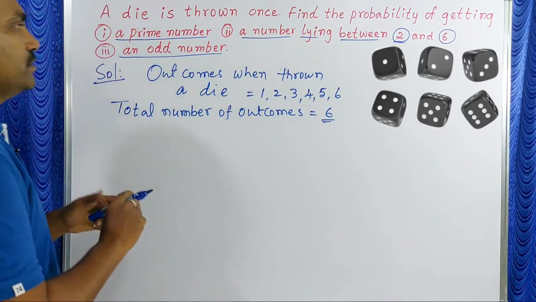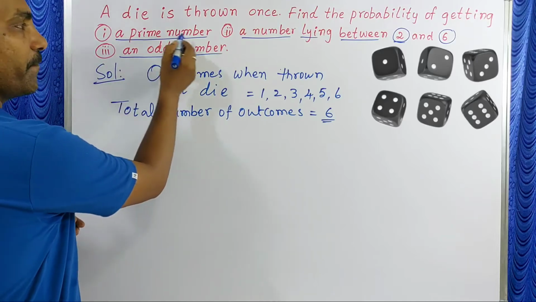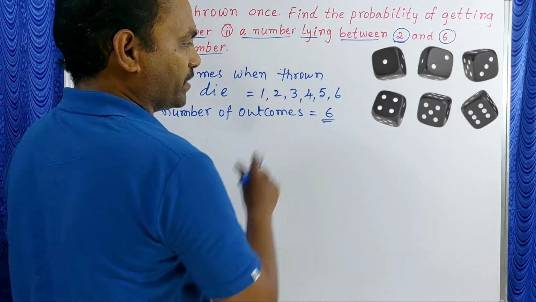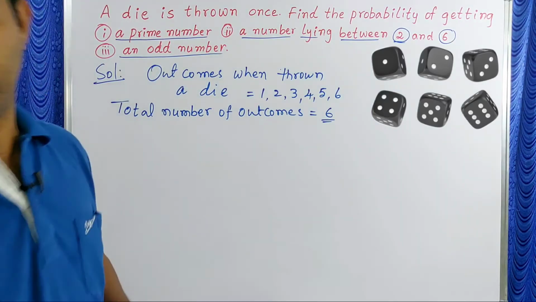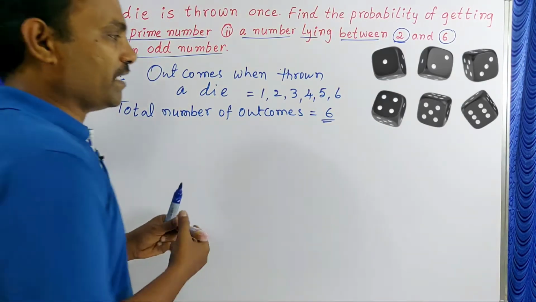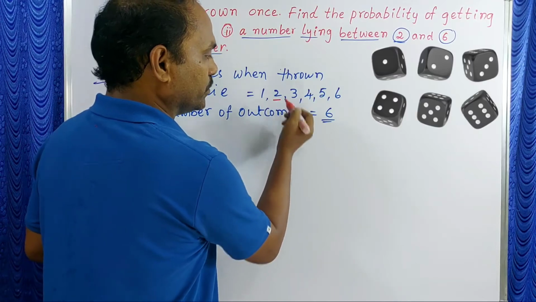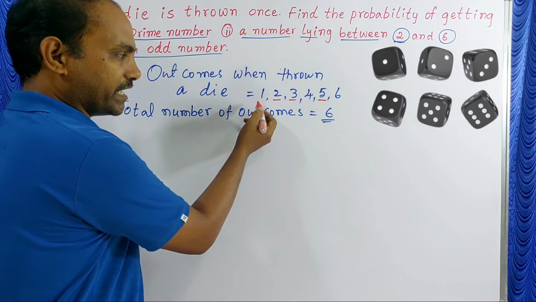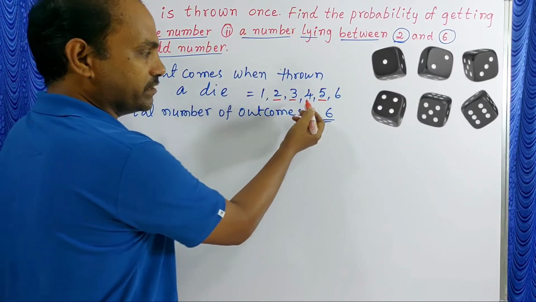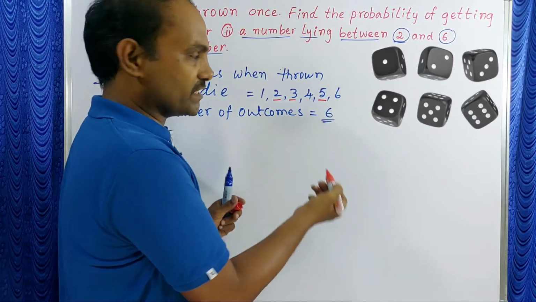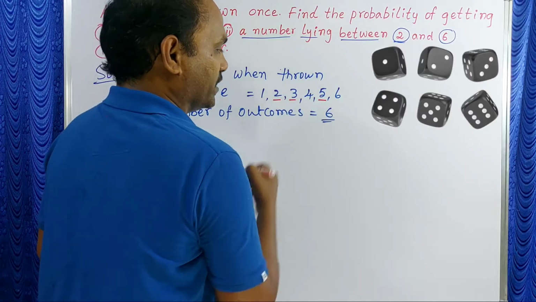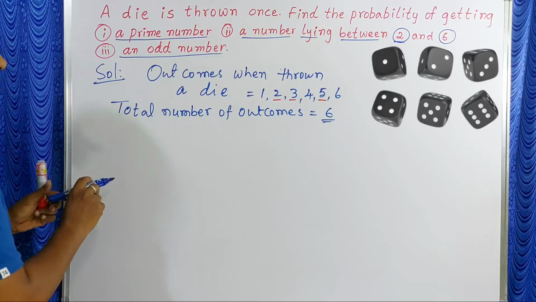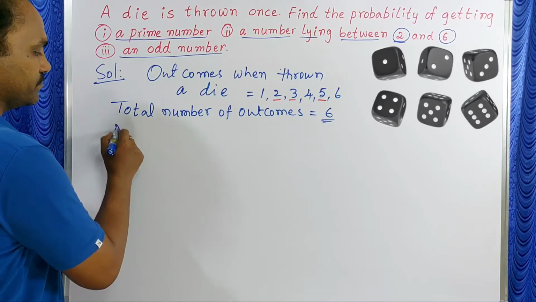First question, prime number. Among these, which are the prime numbers? Prime numbers are 2, 3 and 5. One is neither prime nor composite. 4 and 6 are composite numbers. So, 2, 3, 5. How many? 3. So, number of favorable outcomes is 3.